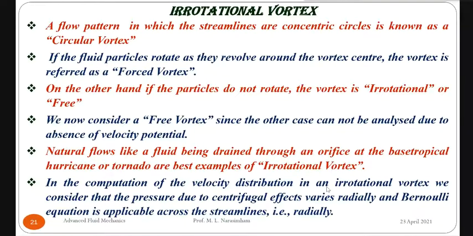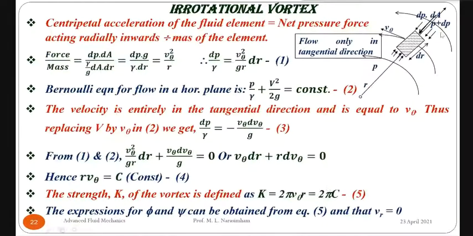In the computation of the velocity distribution in an irrotational vortex, we consider that the pressure due to the centrifugal effect varies radially, and Bernoulli's equation is applicable across the streamlines. And the streamlines are radials. So we can consider a radial line. All these are radial lines, and we can consider any streamline.